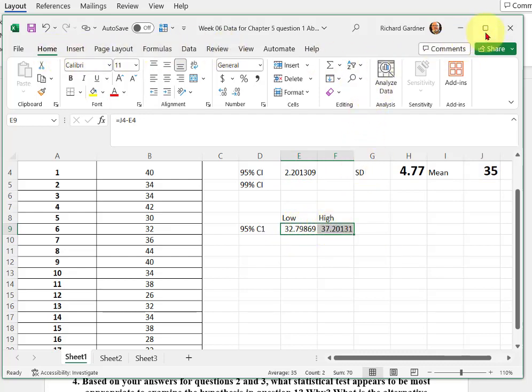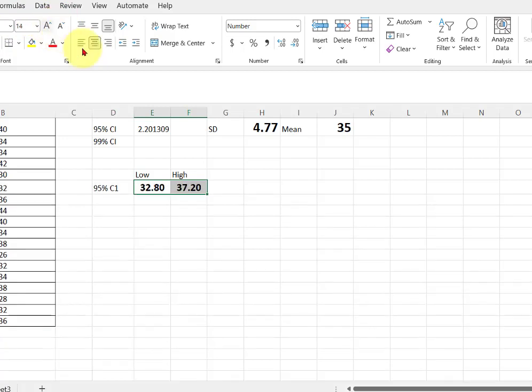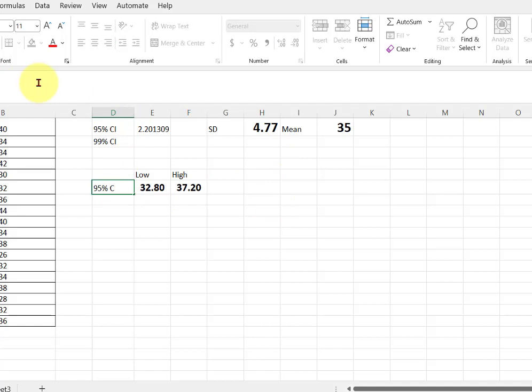I'm going to clean it up so we can see it here. I don't need that many zeros. Where are my zeros? There they are. Let's put it in the middle, make it bold, and make it bigger. Okay, there's a 95% confidence interval with this data. And now let's go down here and make a 99%.